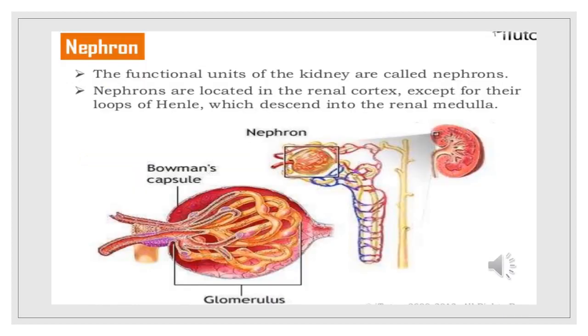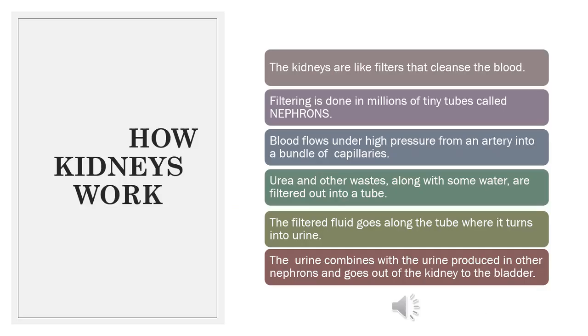Dear students, in the diagram you can view the different parts of the nephron. The cup-shaped structure is known as Bowman's capsule, that encloses glomerulus. The glomerulus is a network of capillaries. Now students, I am describing to you how kidneys work. The kidneys are like filters that cleanse the blood.